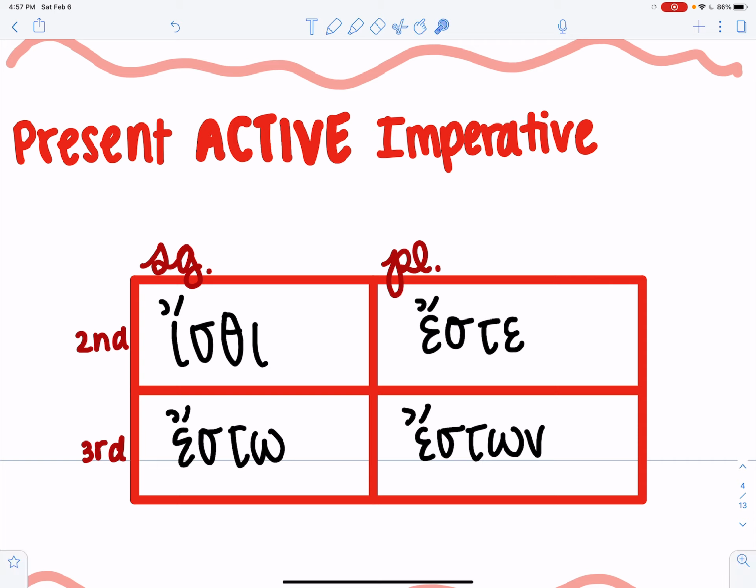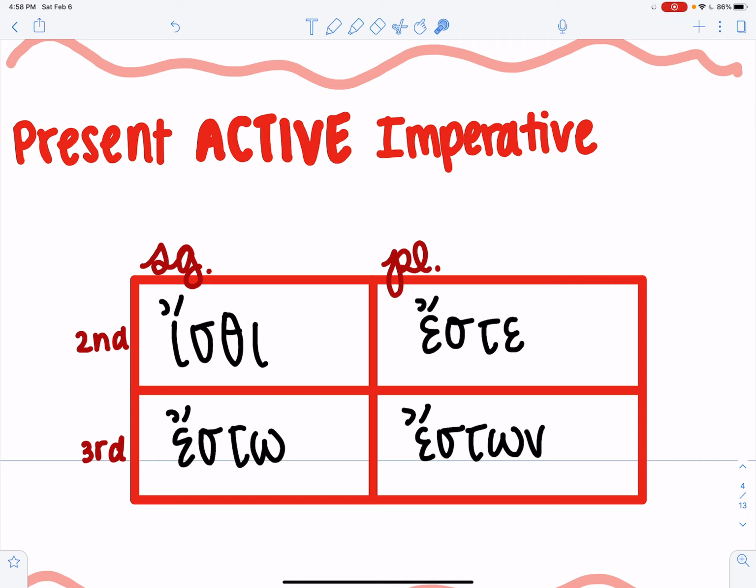So, to translate these, we're just going to say "be" for the second person singular. For third person singular, "let him, her, or it be." And second person plural, "be" again, but to a plural group of people. And then third person plural, "let them be." So let's go back and say these endings through one more time. Isthi, esto, este, eston.